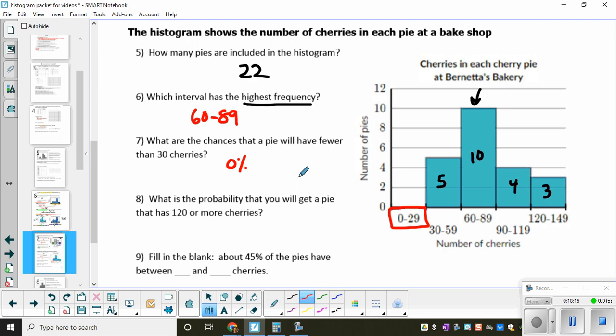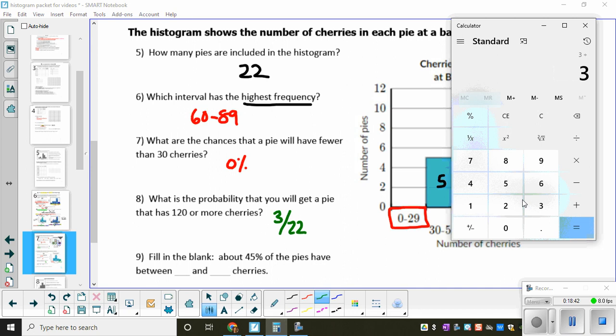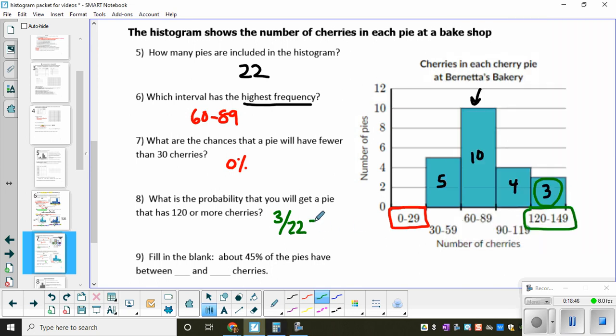Now, again, kind of linking back to probability: what's the probability that you're going to get a pie that has 120 or more cherries? So again, if we look for the interval, 120 or more is right here. So that's going to be these 3. So the probability that that happens is 3 out of the 22. And we can leave that as a fraction, or we could take the 3 and divide it by 22 and see that there's a 13.6% chance that that'll happen.